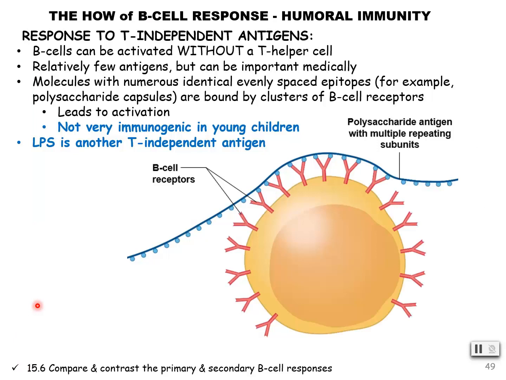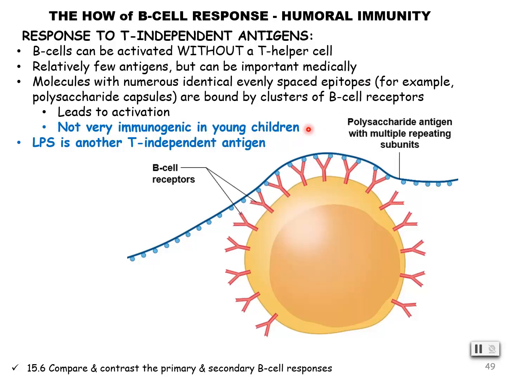Those are going to be protein antigens. B cells, some of them can be activated without a T helper cell, these, like I said, relatively few antigens, and I'm just going to skip right ahead to what's medically important about it. LPS is the gram-negative cell wall, and that is an example of a T-independent antigen.